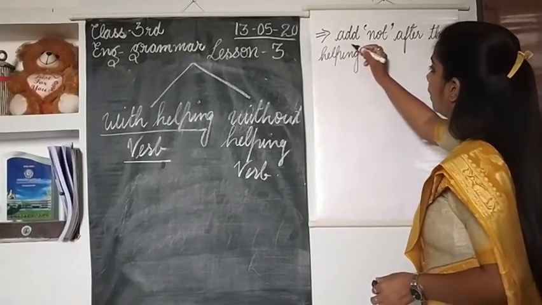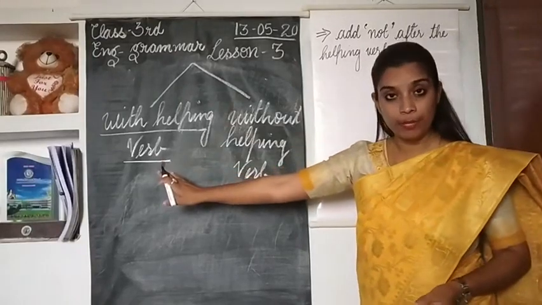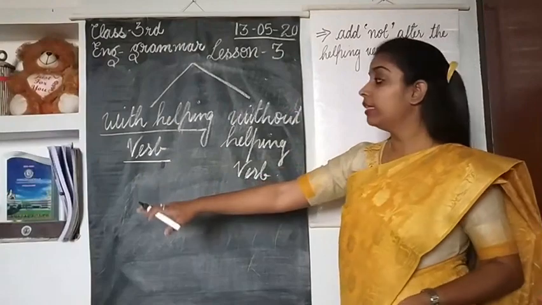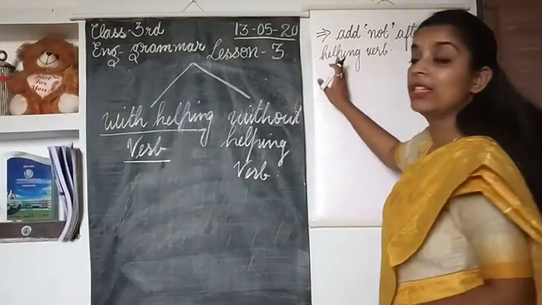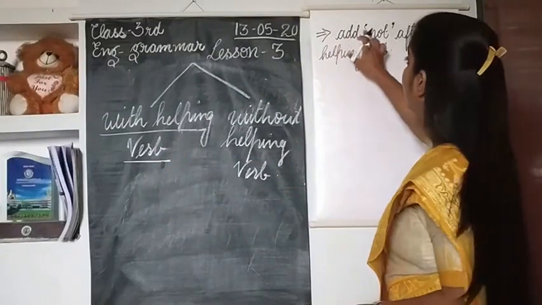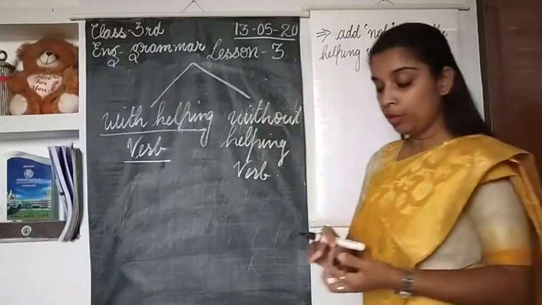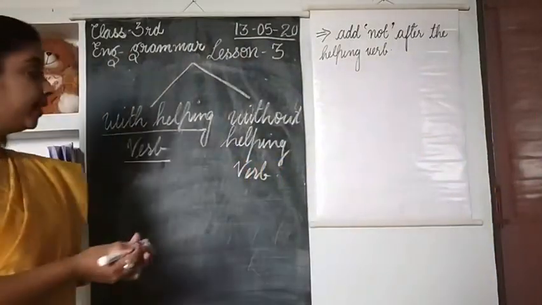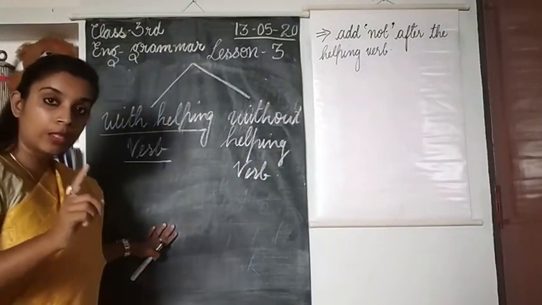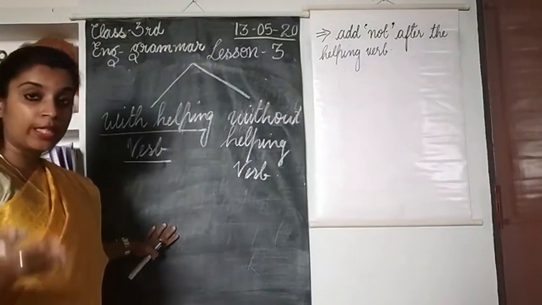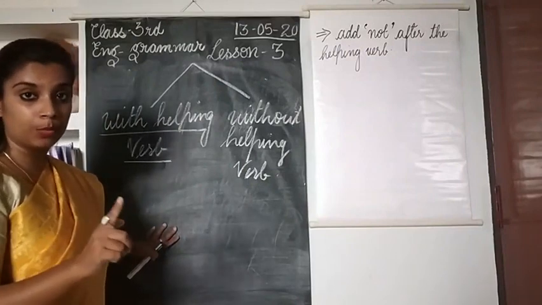If an affirmative sentence has a helping verb in it, it can be easily changed into a negative sentence simply by adding not after the helping verb. Now one more thing, children, I want to tell you all is that if I say helping verb, it means all the 24 auxiliary verbs, which you all studied in class 2nd also. There are 24 auxiliary verbs, 24 helping verbs.